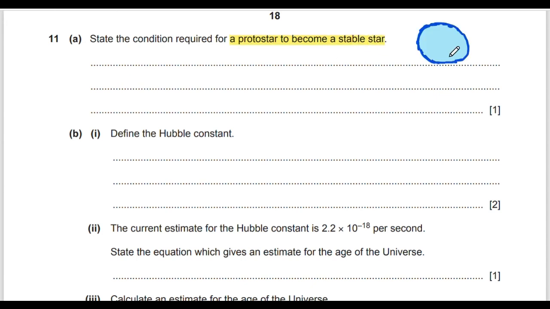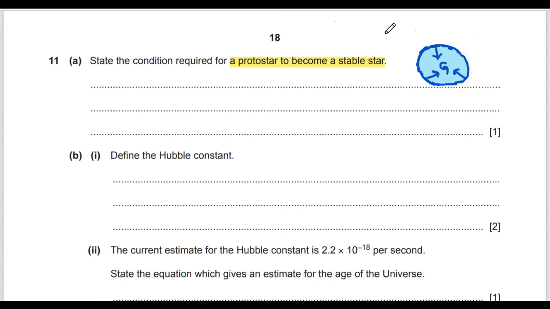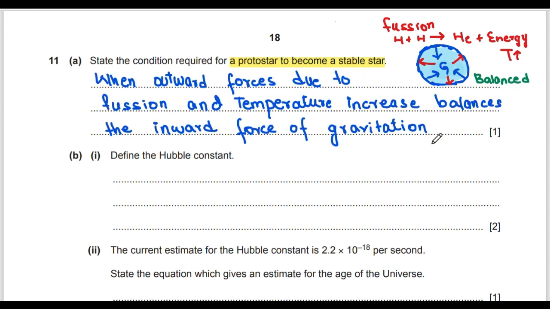11th part says state the condition required for a protostar to become a stable star. Let's suppose it's a protostar and it has gravitational attractions which are towards the center of the protostar. And there is a fusion reaction occurring in a protostar in which hydrogens are combining to make helium along with a large amount of energy. So energy causes the temperature of the protostar to increase, causing an outward force on the protostar. When this inward force and outward force are balanced, the protostar is balanced. So the answer is when outward forces due to fusion and the temperature increase balance the inward forces of gravitation, the protostar becomes a stable star.